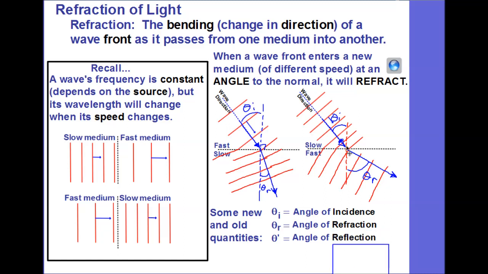Remember, anytime we travel between two media of different propagation speeds, we're going to get at least some portion of that wave will reflect. And when it reflects, we would call that angle theta prime. Angle of incidence is equal to angle of reflection. So we'd get some portion of the wave reflecting, some portion refracting.